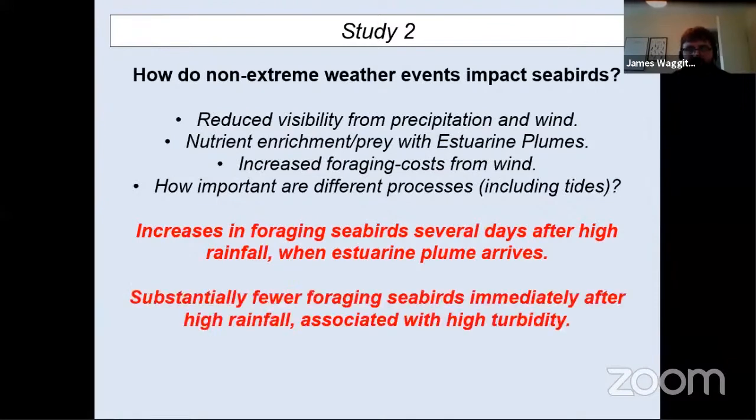So just to add to our conclusions, we'll see that there's substantially fewer foraging birds immediately after high rainfall associated with high turbidity. But if we take these two results in combination, it seems to show a scale-dependent process. So short-term responses to high rainfall because of increased turbidity, but in the long term, when that plume arrives, the birds start to feed again. So similar to the previous talk, I think it's more complicated than we're trying to portray, but there does seem to be this interesting relationship depending on the timing of the rain.